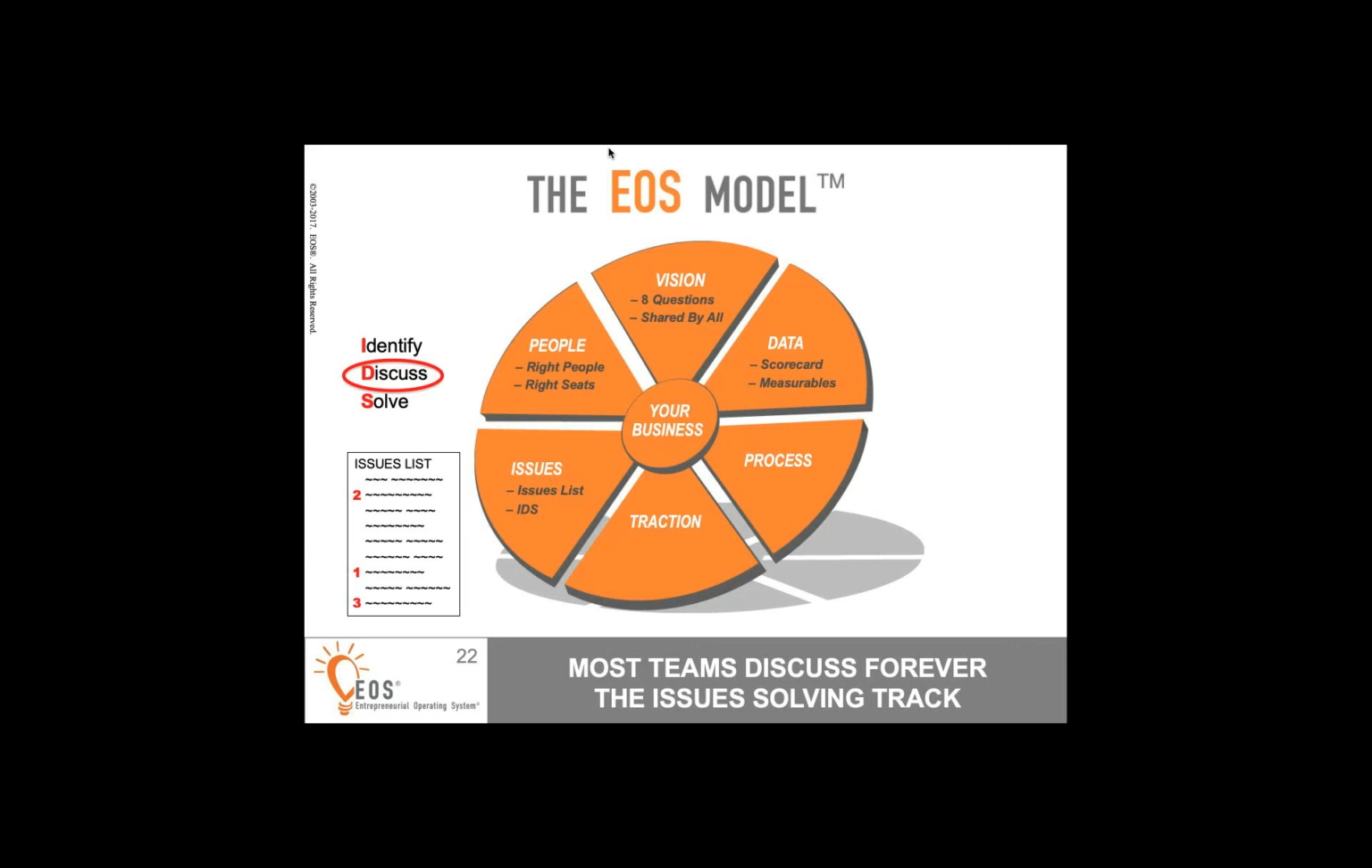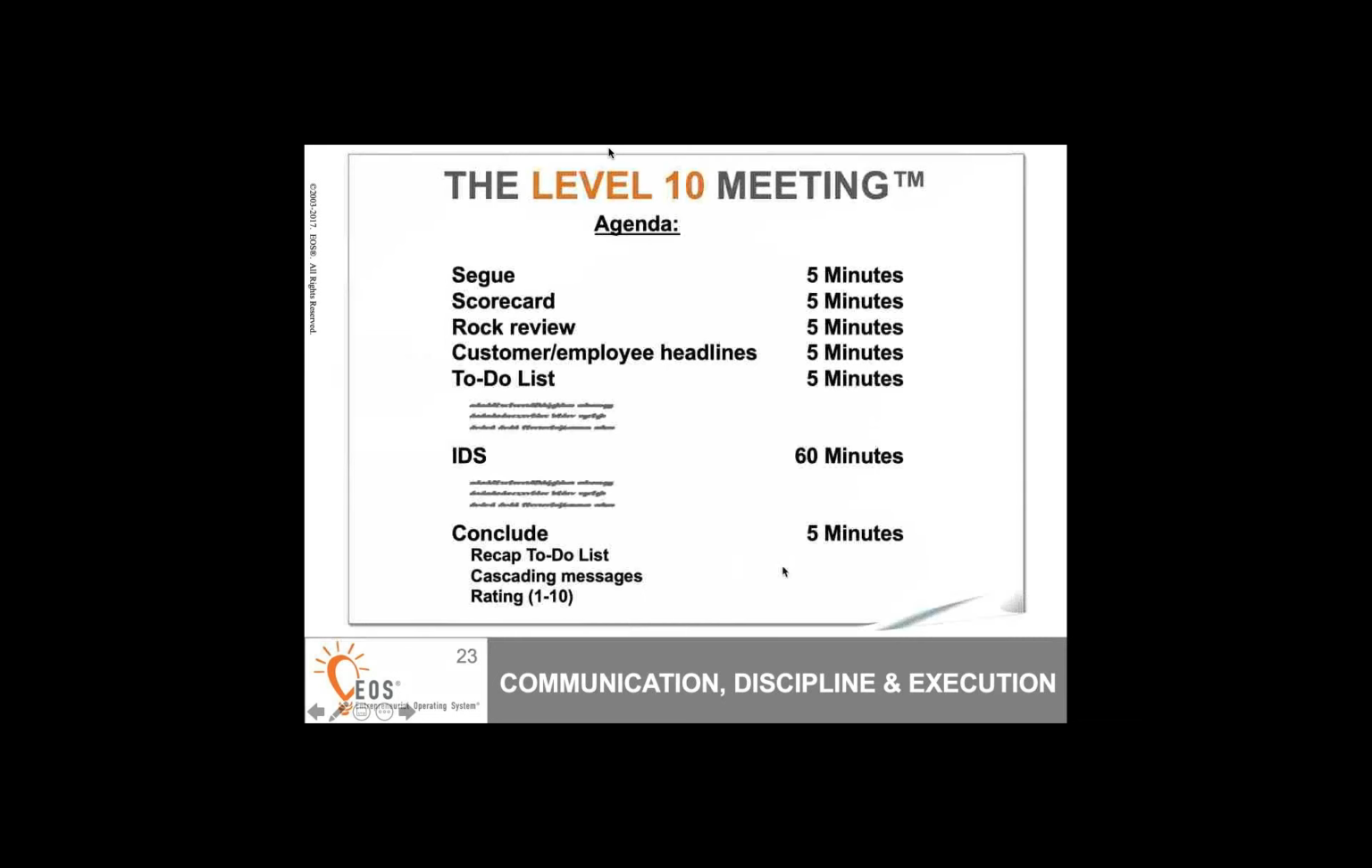Sometimes you might only get through one issue, if it's a big, meaty issue. In an hour-long meeting, you're going to get through 3, 6, 9 issues with your leadership team, truly solving these for the long-term good of the company. 60 minutes is dedicated to that. If you prioritize properly, take your time as much as you need.